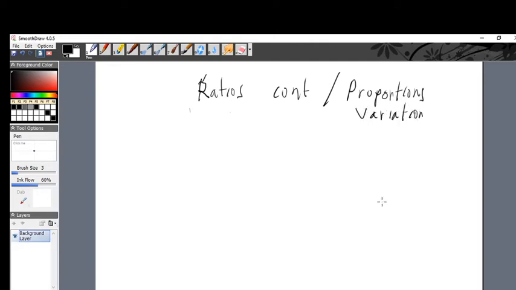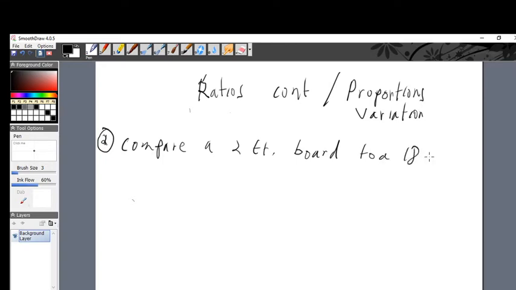By the way, in your book, this is 6.2. Okay, let's get back to variations. Here's the question: we want to compare. Let's call it problem number 2. You want to compare a 2-foot board. This is going to be fairly straightforward. I don't think you're going to find this difficult, but you'll be the judge. A 2-foot board to an 18-inch board.